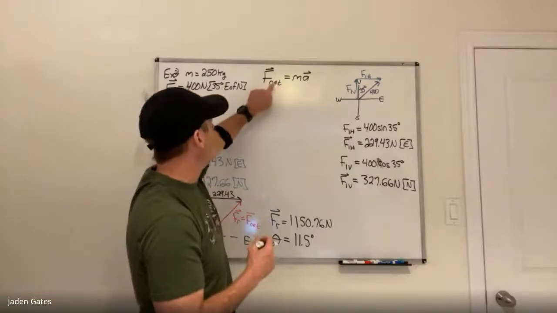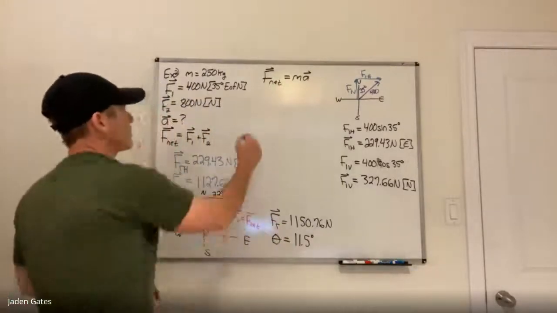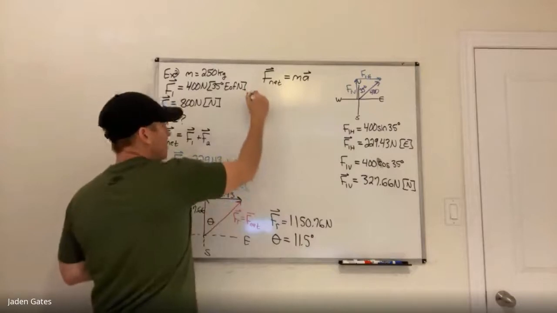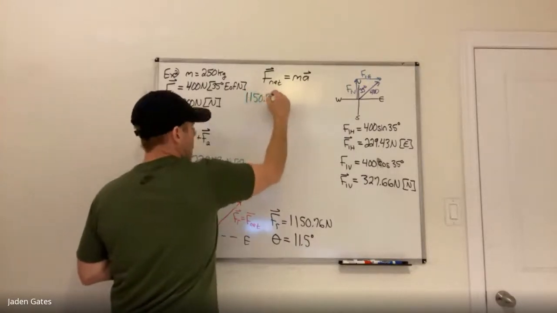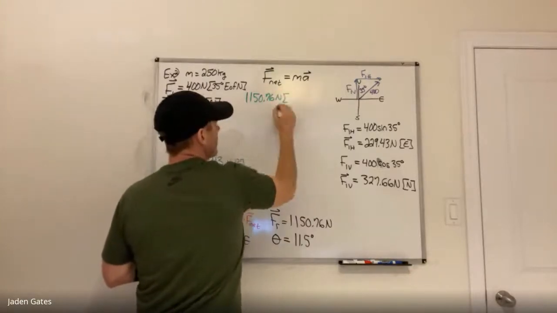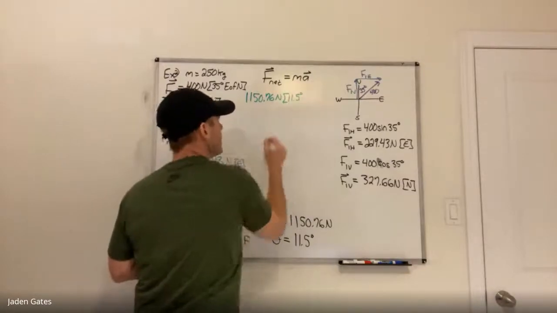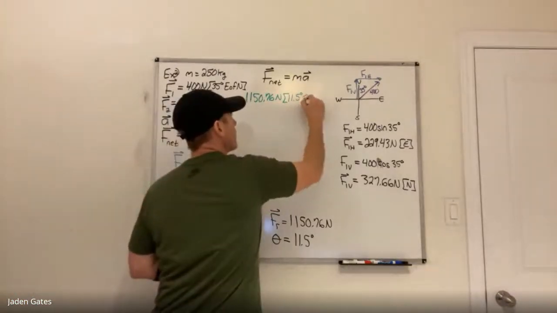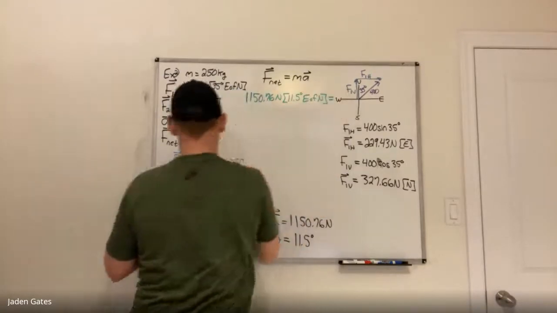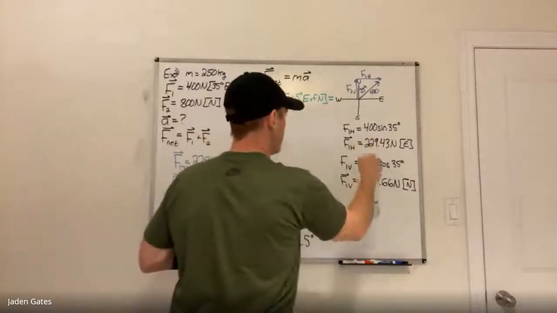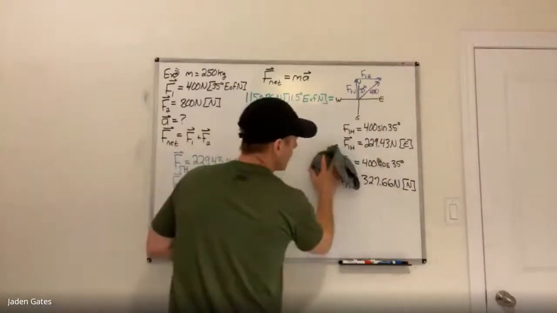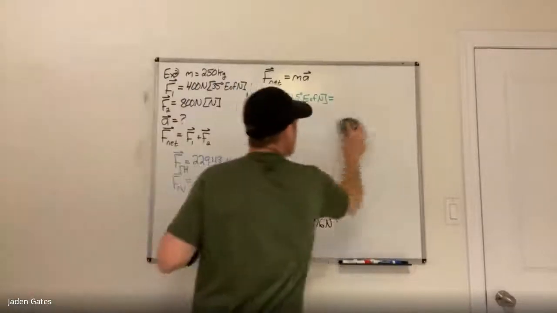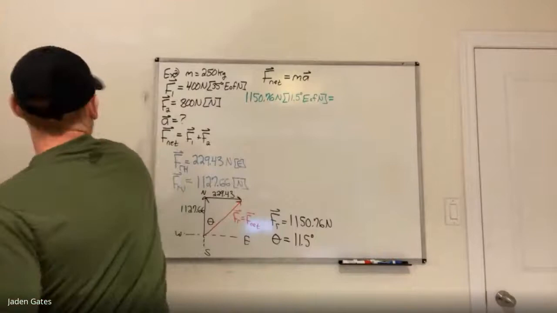All right, now, what that means is I'm going back into my original formula that I need. F of net equals MA. Well, my net force, let's pick a different color here so it stands out. My net force here is 1,150.76 newtons. The angle is 11.5 degrees east of north, because we're going towards the east from the north. All right, and that's going to equal my mass times my acceleration. So my mass, I think I wrote it up here, 250.